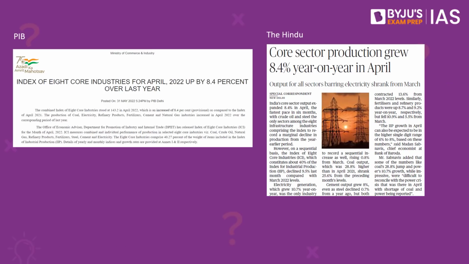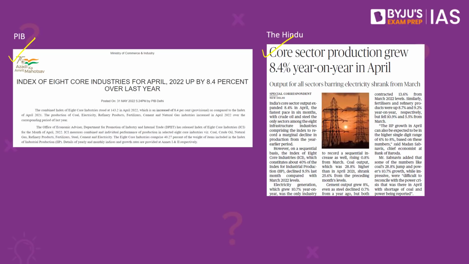Now, what is the context to this question? These articles from the PIB as well as today's The Hindu note the release of the index of 8 core industries for the month of April 2022. It notes an increase of 8.4% as compared to April 2021. This is the fastest growth rate in the last 6 months.